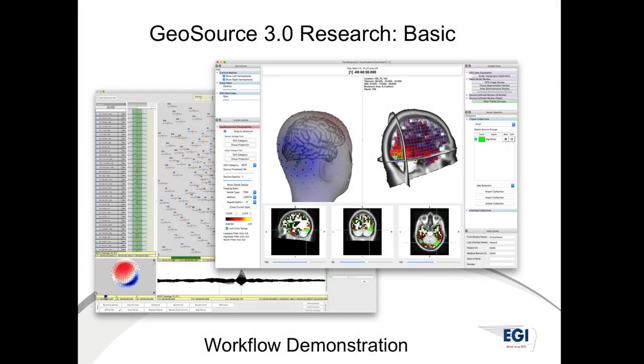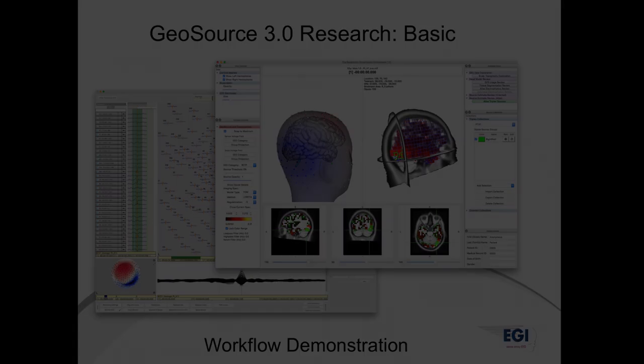Welcome to the technical demonstration of EGI's recommended workflow for source estimation using GeoSource 3.0 Research Basic. Please note that this is a guideline for the workflow. Each time you start with a new file, your steps may change based on the data in your file. If you have questions, please contact support.